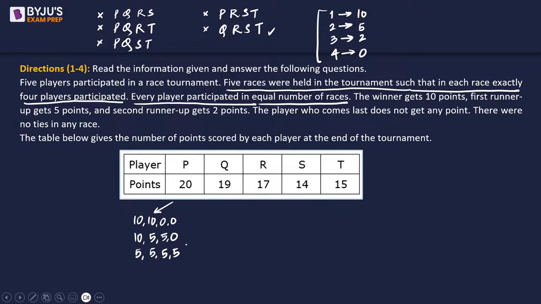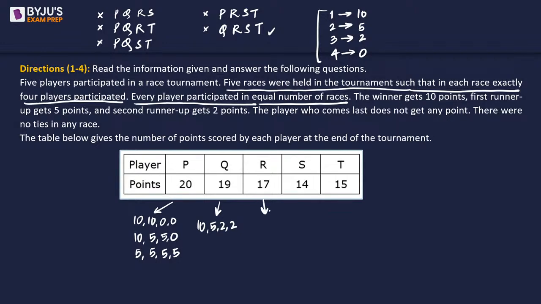Can we have a further possibility to make 20? We can make 20 from 2, 2, 2, 2, but we will need at least 5 races there. But we have only 4 races for P. Okay. Q has to make 19. So for 19 we can have 5, 2, 2. So we can have 10, 5, 2, 2. Is there any other possibility? If we take only 2s, it will become more than 5 races, right? So there is only one possibility, which is 10, 5, 2, 2 for 19.